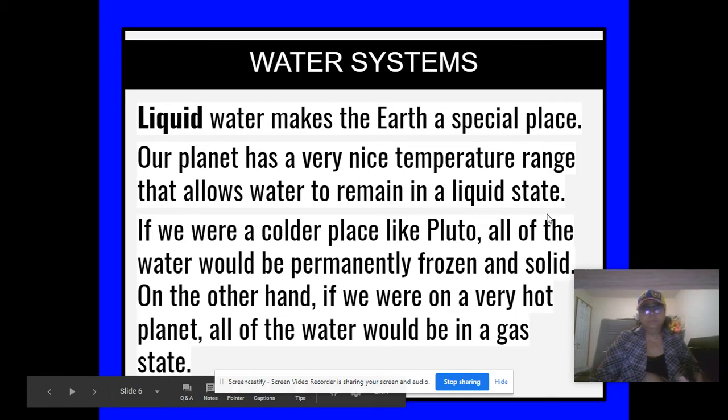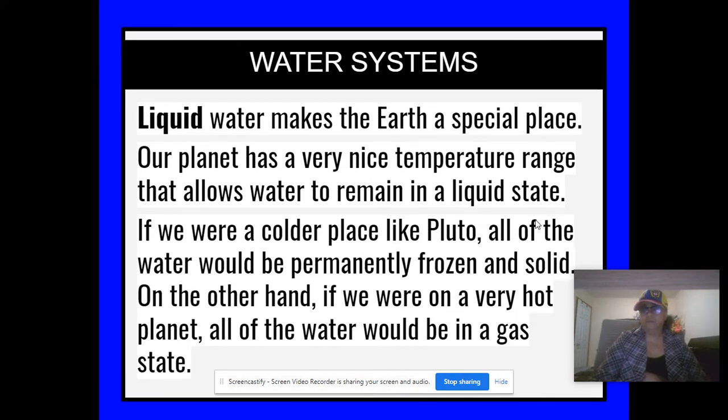Now, there are various phases of water. It can be in a solid state, and then you can have ice, or liquid, and then gas if you boil off water. For instance, steam is liberated and it turns into the gaseous state. Now, what is important for us would be the liquid state. It makes the Earth a special place.